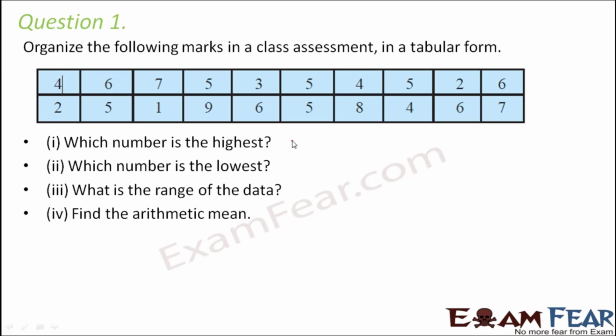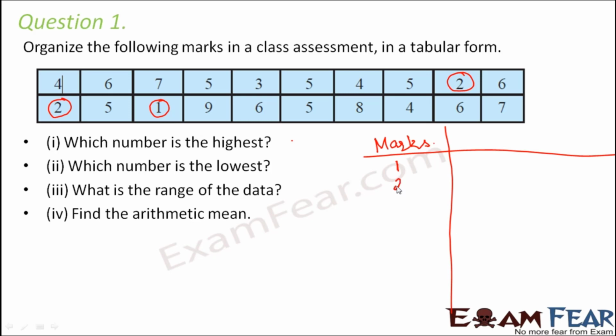So let us first prepare the table. Let us say this is marks. In marks, what are the different marks? Which is the minimum marks that you see here? The minimum marks is 1. When you arrange it in this form, you see that certain marks get repeated. For example, 2 has been repeated twice. So instead of writing 2 twice, we can just write it once, and then here we can have a separate column for frequency. That is the number of times 2 gets repeated.